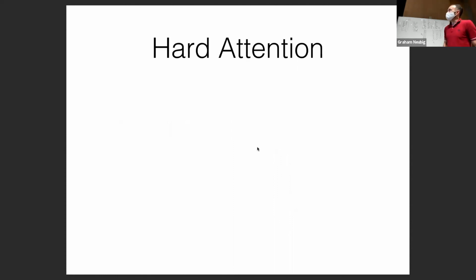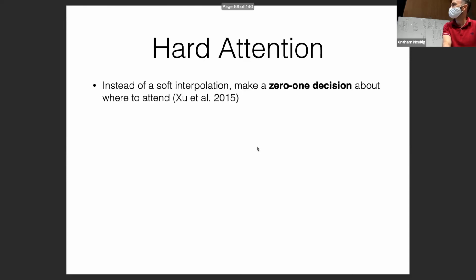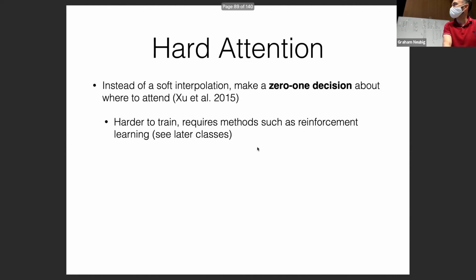Another thing that people have used pretty frequently is something called hard attention. Normally attention is a soft process where we run through the softmax and do a combination of the softmax outputs. But we can also make a 0-1 decision about where to attend.